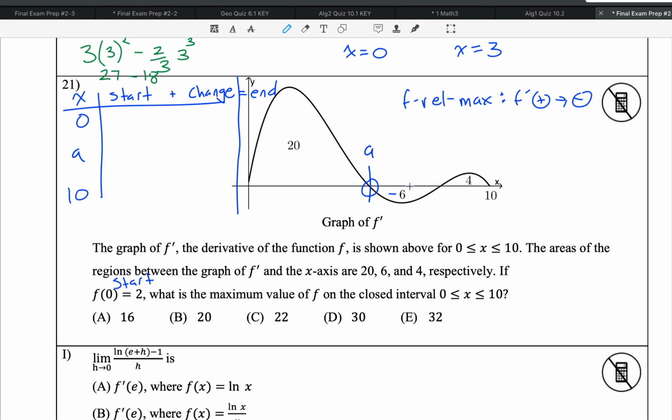And you can think about this logically as well. Like, obviously, I don't want to stop right there because I have a negative area. And obviously, I don't want to stop right here because this negative area outweighs this positive area. So at A must be the maximum value. And that's what it is. Our start value here is 2, plus the change, which is the integral of f prime between 0 and A, I suppose. But that's being overly technical. It's just 20. The integral is just the area of that piece. So it's 20 plus 2, which is 22.